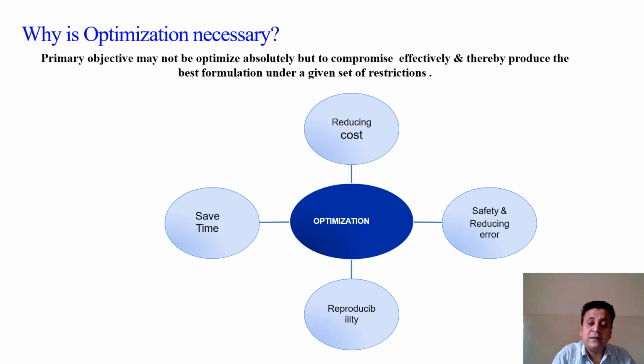Now, what is the necessity, or why is optimization necessary? The primary objective may not be to optimize absolutely, but to compromise effectively and thereby produce the best formulation under a given set of conditions. So these are the four major advantages. We can reduce the cost, we can save time, we can produce the product in a reproducible manner, we can induce safety, and we can reduce error in the production processes.